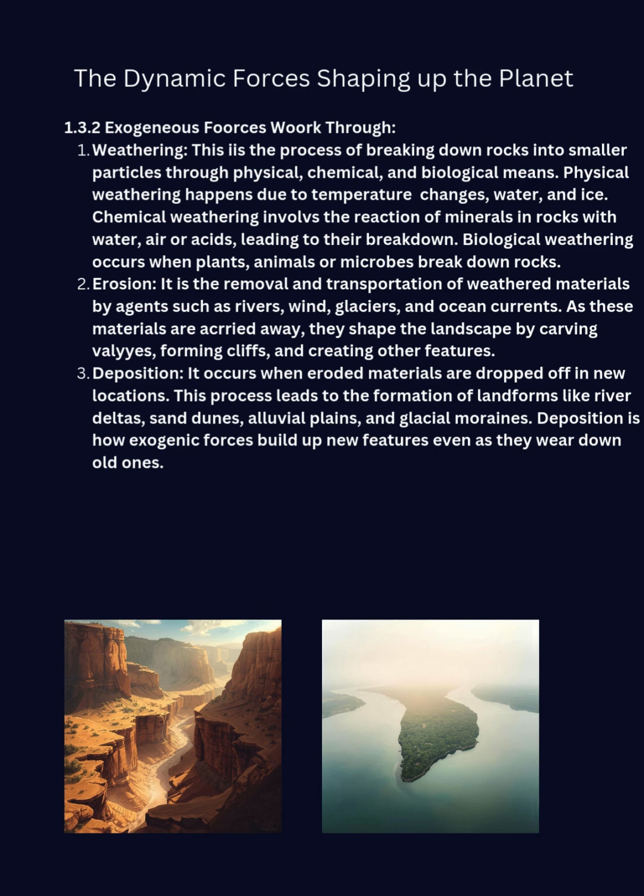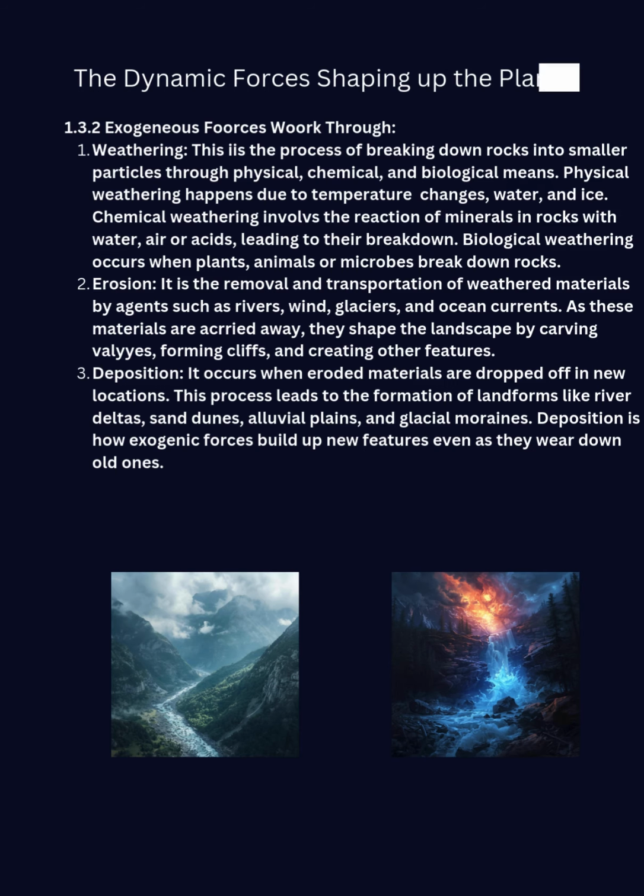Erosion. It is the removal and transportation of weathered materials by agents such as rivers, wind, glaciers, and ocean currents. As these materials are carried away, they shape the landscape by carving valleys, forming cliffs, and creating other features. Deposition. It occurs when eroded materials are dropped off in new locations. This process leads to the formation of landforms like river deltas, sand dunes, alluvial plains, and glacial moraines. Deposition is how exogenic forces build up new features even as they wear down old ones.